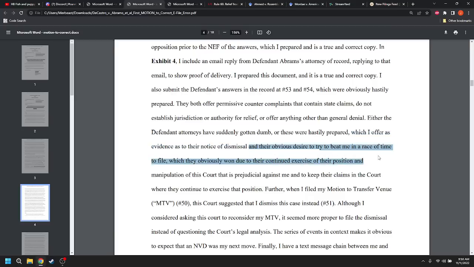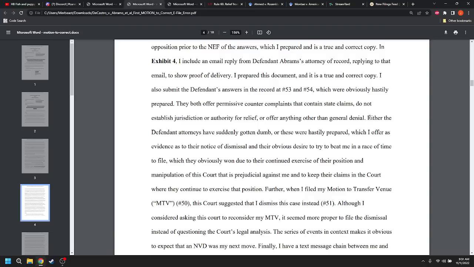"And their obvious desire to try to beat me in a race of time to file, which they obviously won due to their continued exercise." So I don't know if anybody remembers this, but Kate and Josh had requested extensions of time to file their answers. And the court had given them until November 7th to file their answers. And so they filed on November 7th. And somehow this is evidence that they were in a race of time to file against Chile. That doesn't make a lick of sense to me, but okay.